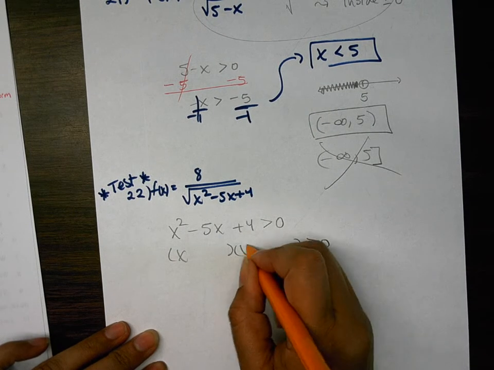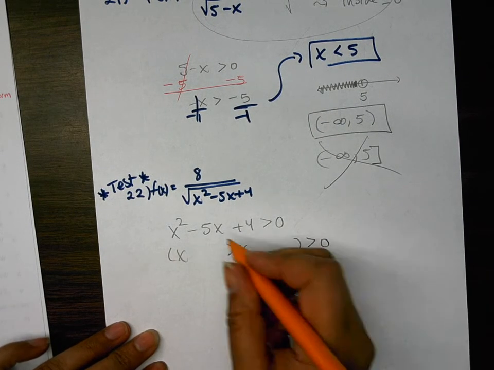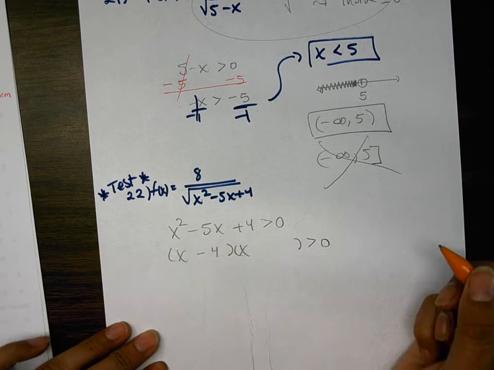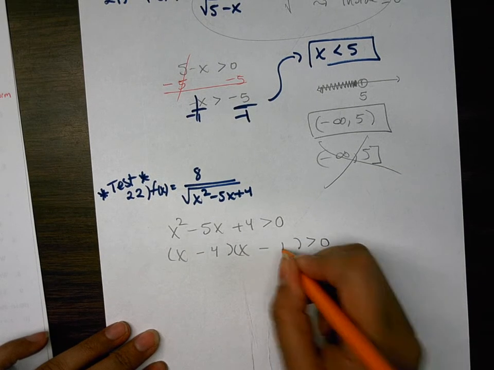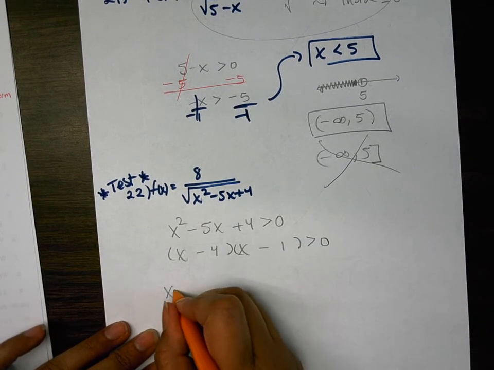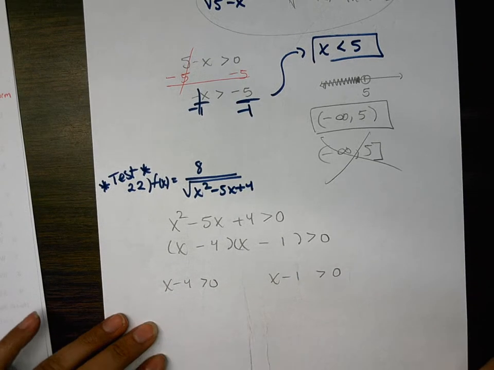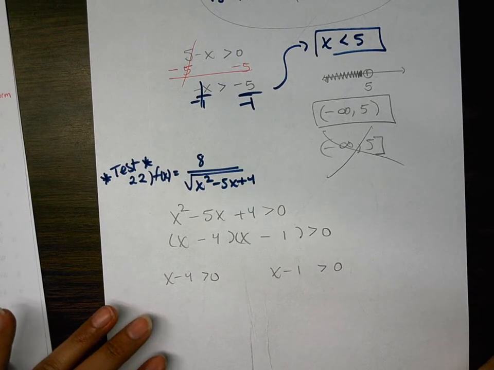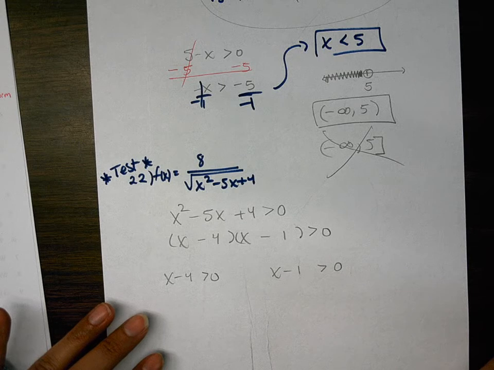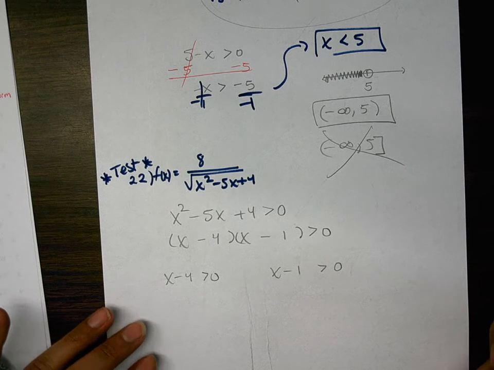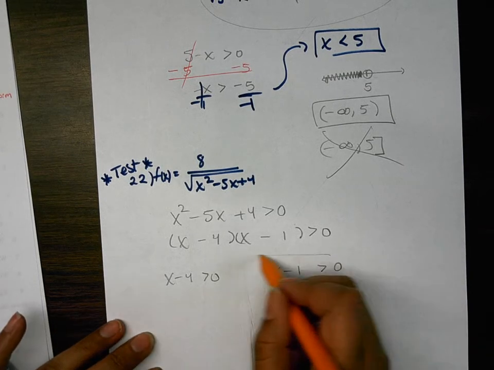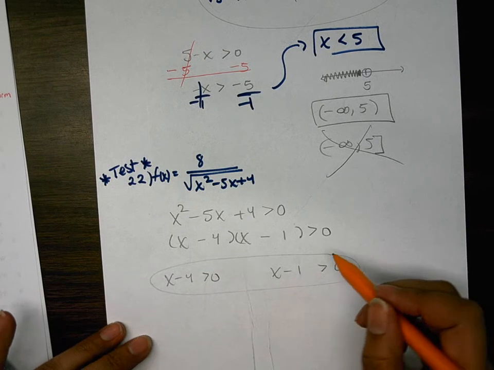X into X. I messed up. Negative 4, negative 1. And then I'm going to do x minus 4 is greater than 0, x minus 1 is greater than 0 because it makes sense to do that. I'm assuming you already messed up. That's exactly what I've done. And I've messed up right here. And I do this because this feels most natural.